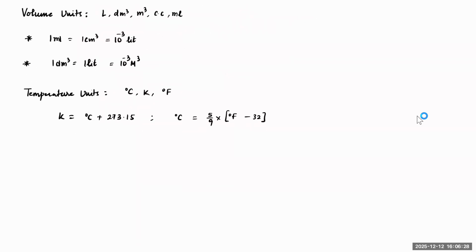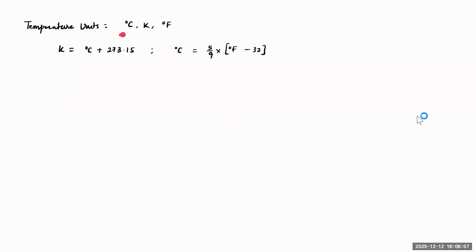As it comes to volume units, you will notice that it will be liter, decimeter cube, meter cube, and centimeter cube, ml. These are all the units that will be used. And 1 ml is typically the same as 1 centimeter cube or 10 raised to power of minus 3 liters. And 1 decimeter cube is 1 liter, which is 10 raised to power of minus 3 meter cube. Got it? Yes, sir.